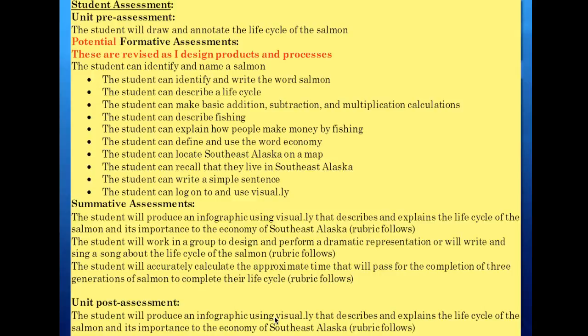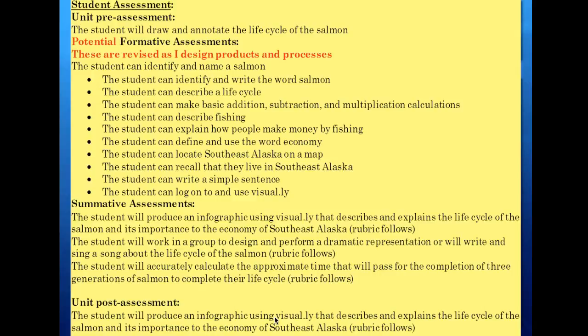And the objectives are not present here, but these are the formative assessments. The student can identify and name a salmon. That should have had a bullet so that they have, for example, a picture of a fish and they name it. That is just identifying, that's the science of it. The student can identify and write the word salmon. So obviously this is a young group of students. There's your writing, language arts.